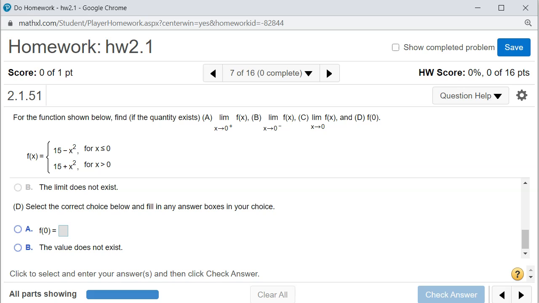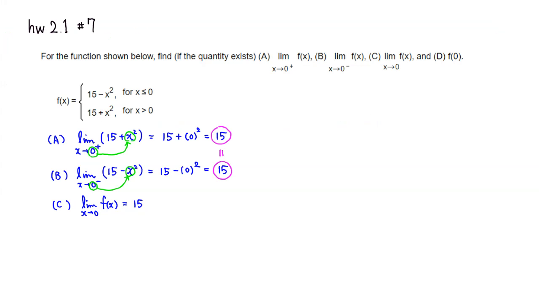Then let's see. Part D: select the correct choice below and fill in the answer box in your choice. Here we're not talking about limit. Limit is always about the tendency of the function. Here we're simply plugging in x equals 0 exactly. We have two choices, but when x equals 0, you can see that 0 is included in the top formula. So we're going to have to use the top formula there.